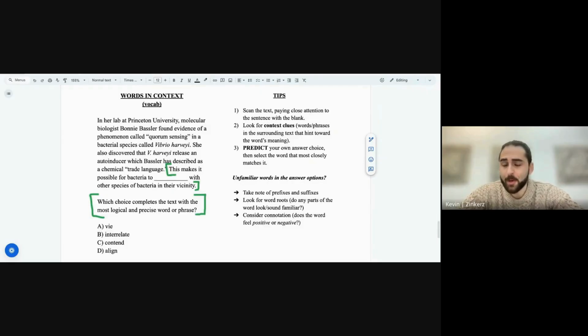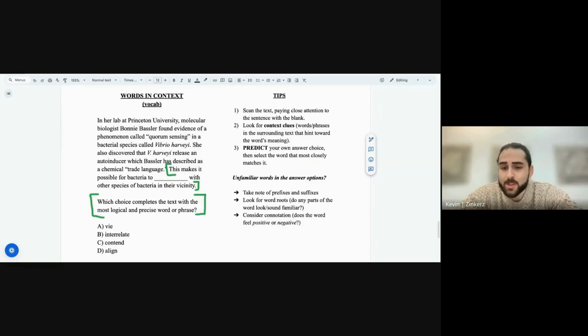Speaking of clues, the next thing you're going to do is go ahead and look for context clues. Context clues kind of refer to words and phrases in the surrounding text that hint toward the word's meaning. So you're going to be looking for important words that seem like they sort of imply what the word in the blank should mean or suggest.